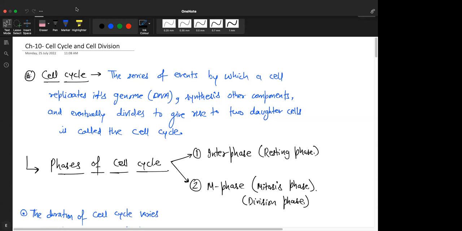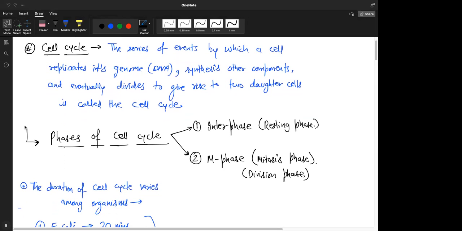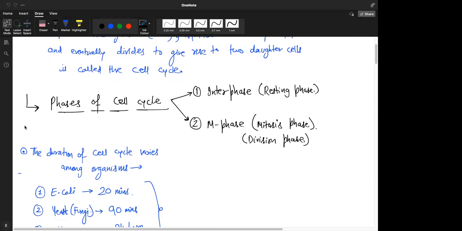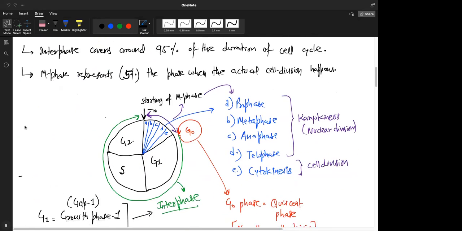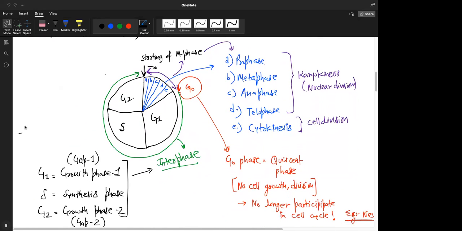So we learned about the cell cycle and the phases that it goes through when it's going to divide. And we learned about the interphase and the M phase, and that the M phase takes about 5% of the cell cycle, whereas the interphase takes about 95%. We learned about the G1 phase, S phase, and G2 phase, and the G0 phase.